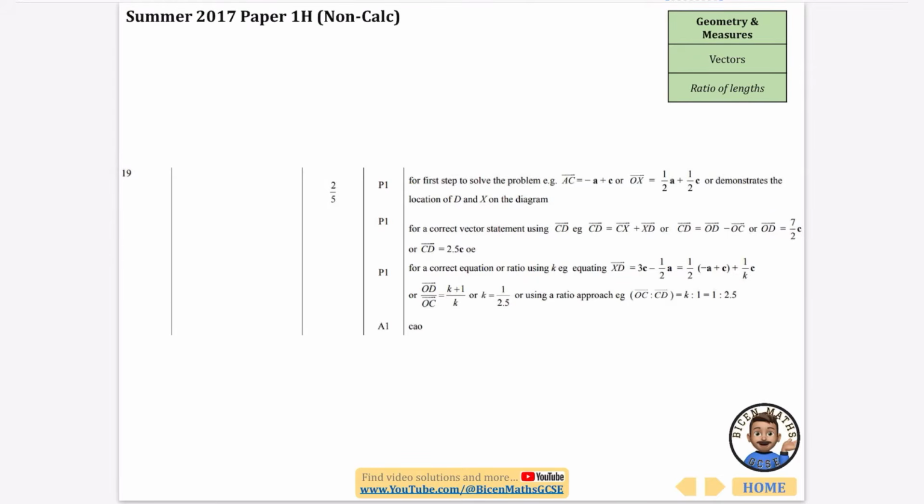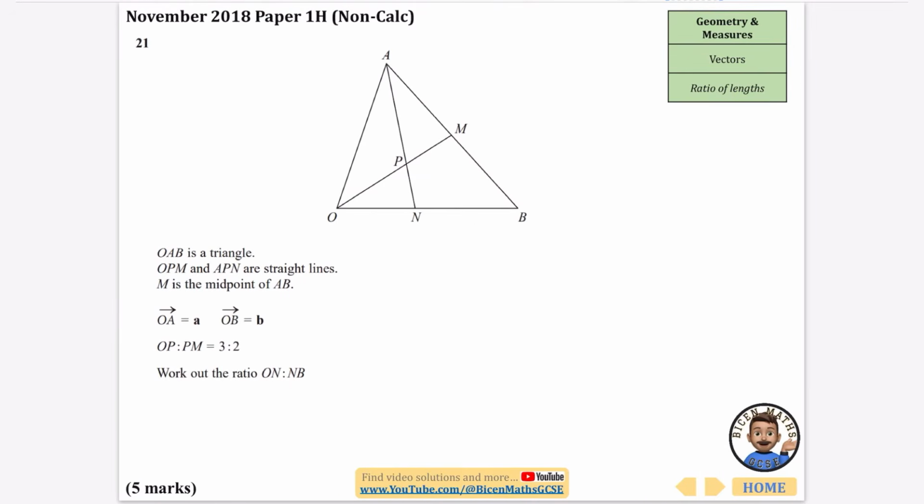Okay, so continuing with this, here is the next problem we're going to have a look at. A super tough question, and really there's just so many different things you need to do for this. It is a lot for 5 marks. So we've got a triangle. They tell us that this is a straight line, this is a straight line, M is the midpoint, OA is A and OB is B.